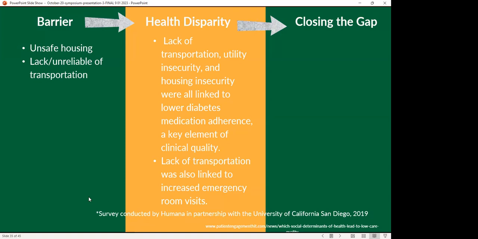So what can we do to close the gap? Again, we need to first know if there is lack of reliable transportation, because we see, at least in this particular survey, it was linked to lower diabetes medication taking, and then provide the resources and the referrals for the patient using one of those tools that I had shared with you earlier.